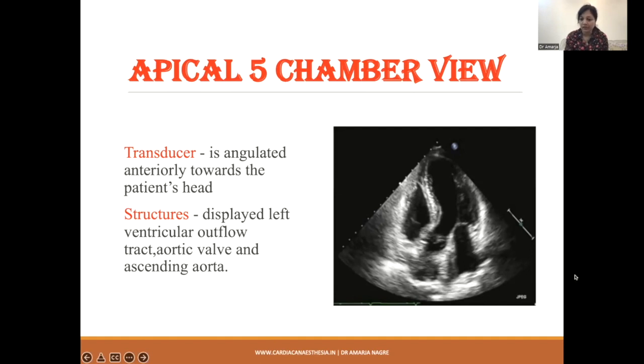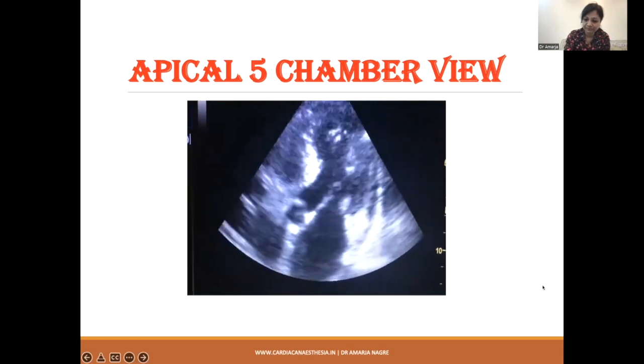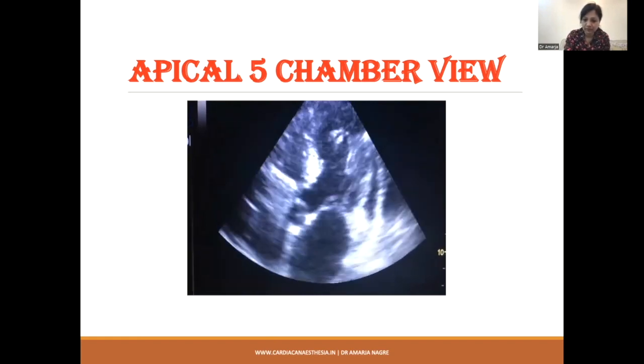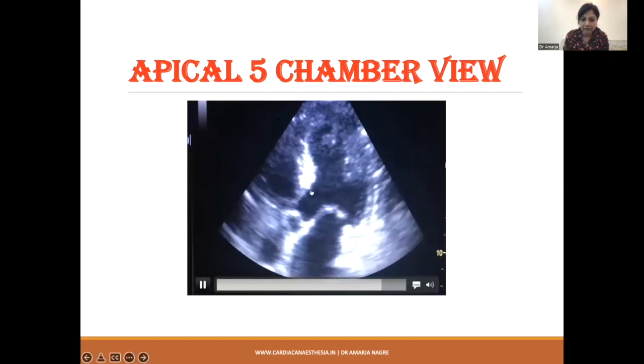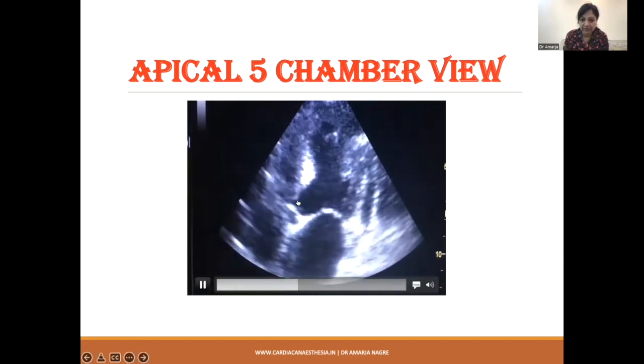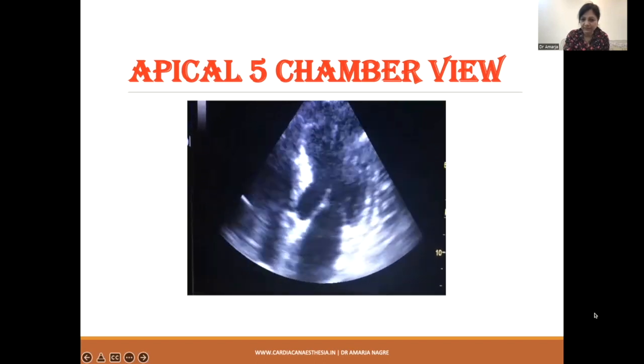Okay. So this is our apical 5-chamber view. Okay. LA, LV, the LVOT, aortic valve, and the ascending aorta is seen here.